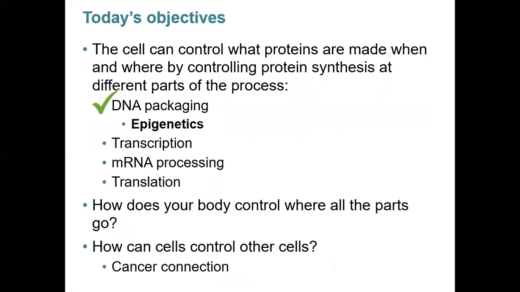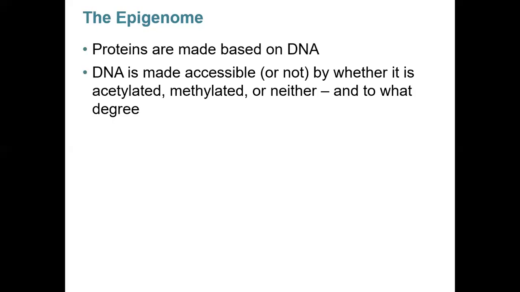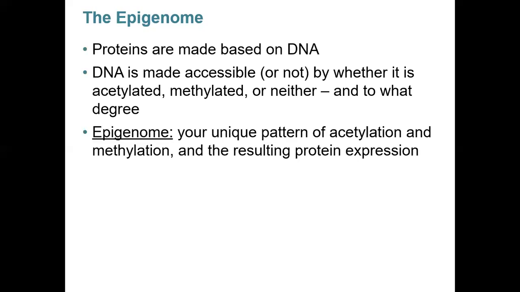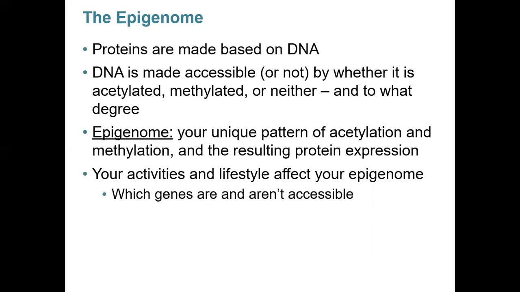All right. So we're done with DNA packaging. Now let's move on to epigenetics. So we know that proteins are made based on DNA, and we know that DNA is made accessible or not by whether it's acetylated, methylated, or neither, and to what degree. We know that this pattern of acetylation and methylation and the resulting expression of proteins is called the epigenome. And your activities and your lifestyle affect your epigenome. That is, which parts of your DNA are accessible and which parts are not.